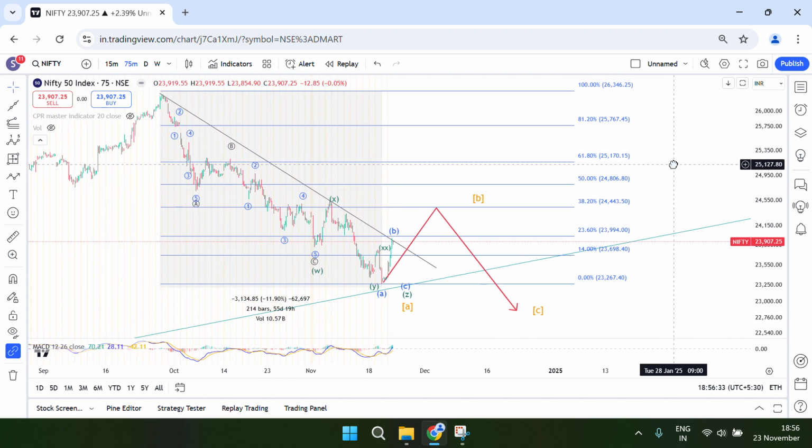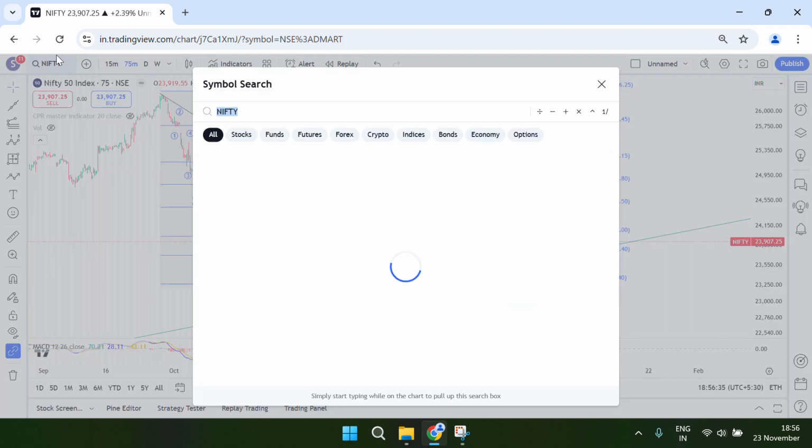Now this was about Nifty. Let's quickly see what Bank Nifty looks like.